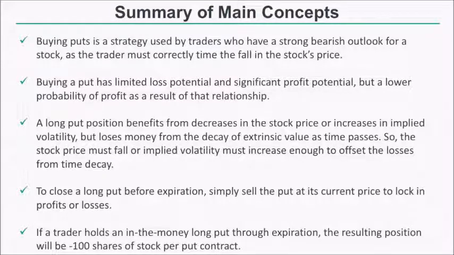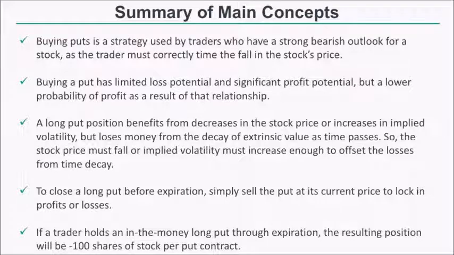A long put position benefits from decreases in the stock price or increases in implied volatility, but loses money from the decay of extrinsic value as time passes. So as we discussed before, the stock price must fall or implied volatility must increase enough to offset the losses from time decay. So you have time working against you and you need a directional movement or volatility movement in your favor to offset those losses from time decay.